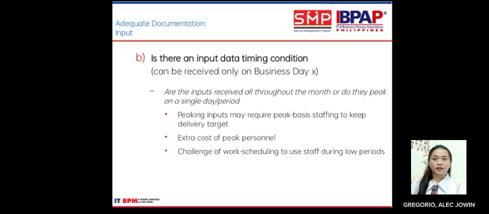Letter D. Is there an input data timing condition? Can inputs be received only on a business day? Are the inputs received throughout the month, or do they peak on a single day or period? First bullet: peaking inputs may require peak-basis staffing to keep delivery targets. Second bullet: extra cost of peak personnel. Third bullet: challenge of work scheduling to use staff during off-peak periods.